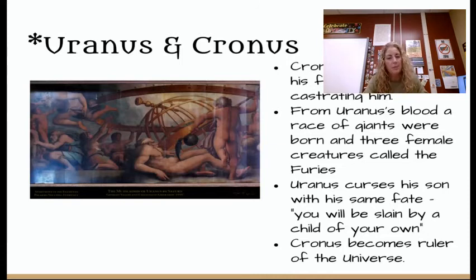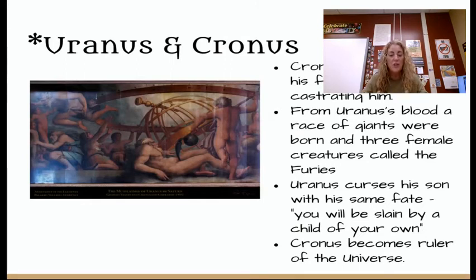Or actually, I should say before they have children, Cronus ends up overthrowing his father. Who's his father? Uranus, remember? So he overthrows his father by castrating him. If you don't know what that means, look it up. From Uranus's blood, once that castration took place, a race of giants was born and three female creatures called the Furies. You've probably seen the Furies represented if you've ever watched any Disney movies related to Greek mythology, like Hercules.